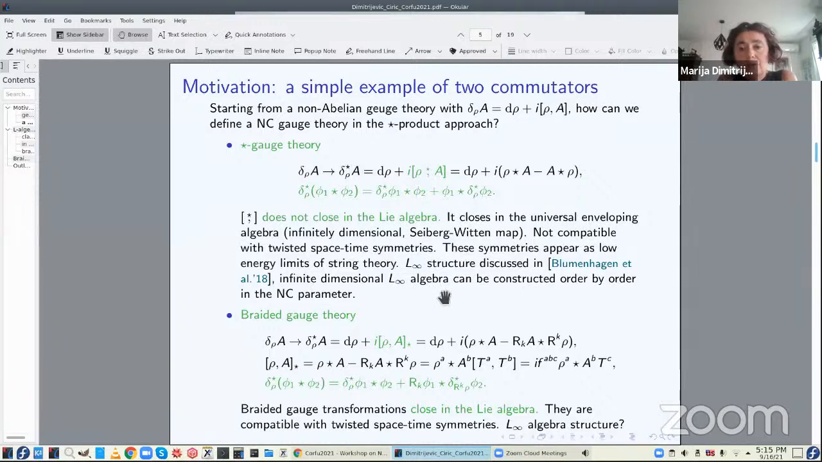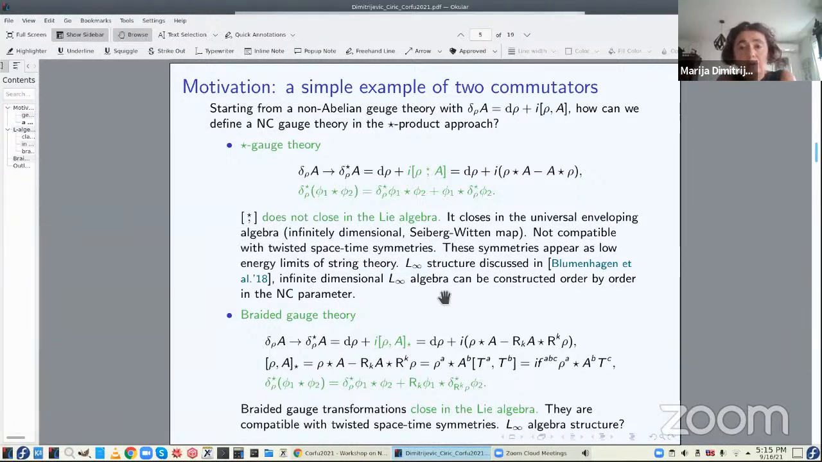Nevertheless, the L-infinity structure of this kind of non-commutative gauge theories was discussed in papers by the Munich group in 2018. And they managed to construct order by order an infinite dimensional L-infinity algebra with infinitely many brackets. The problem is that this construction is really order by order, and the higher orders you want to construct, the more complicated it gets. But in principle, it's doable. And the other nice feature about these symmetries is that they really naturally appear as low energy limits of string theory. So maybe that is one of the reasons why we like them.